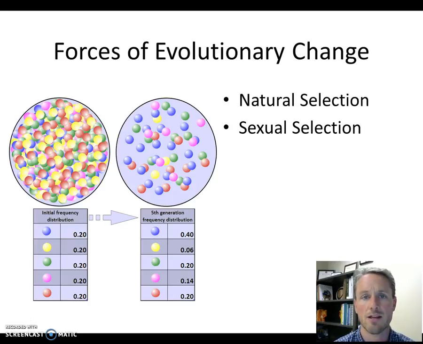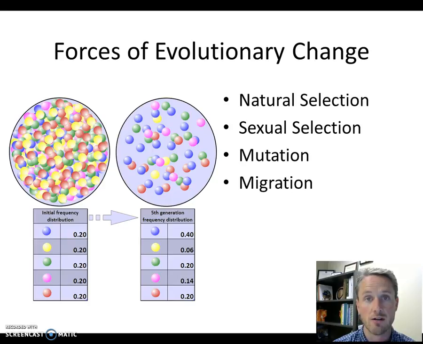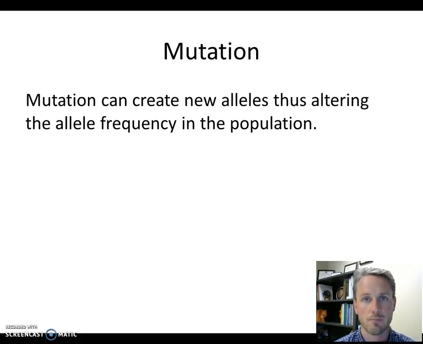So we've talked about those in other videos, but today we want to think about some different forces of evolutionary change that aren't quite as obvious. So we're going to talk about 3 of them. We're going to add mutation to this list. We'll also think about migration, how that can affect allele frequencies. And finally, we'll think about a concept called genetic drift. So let's address each of these one at a time and just apply a little bit of a definition. So we'll start with mutation.